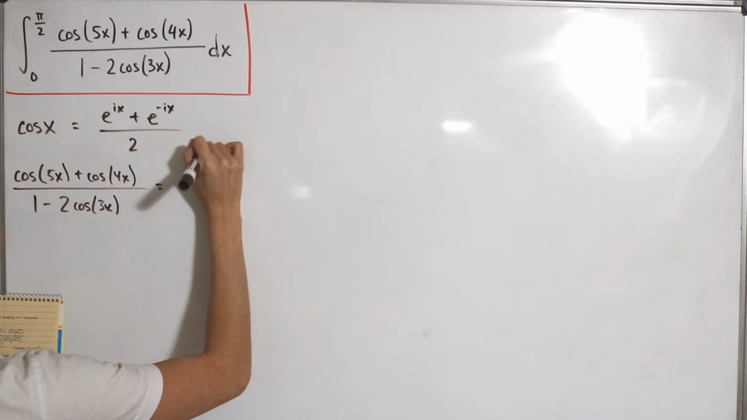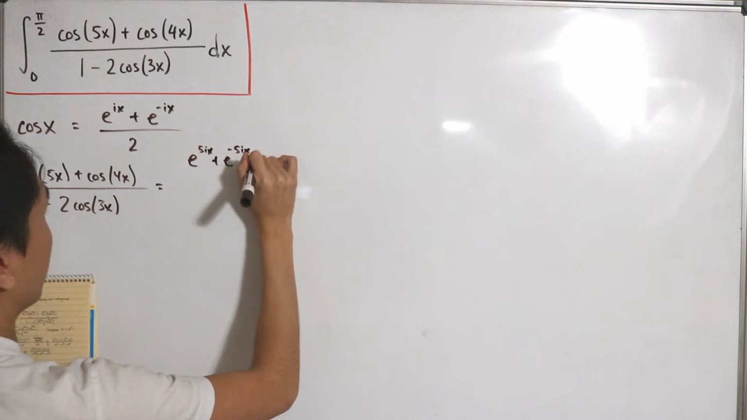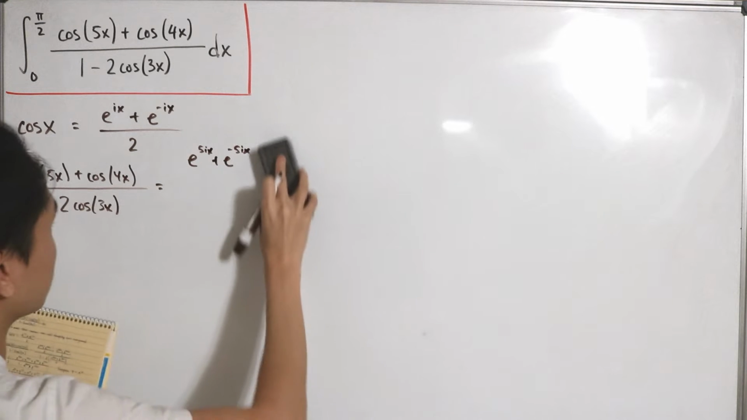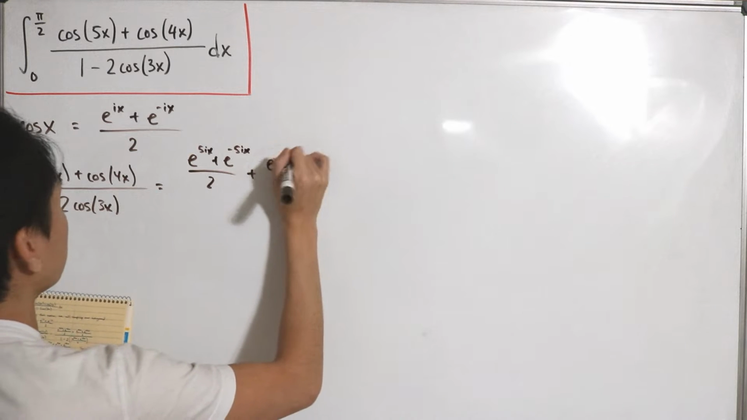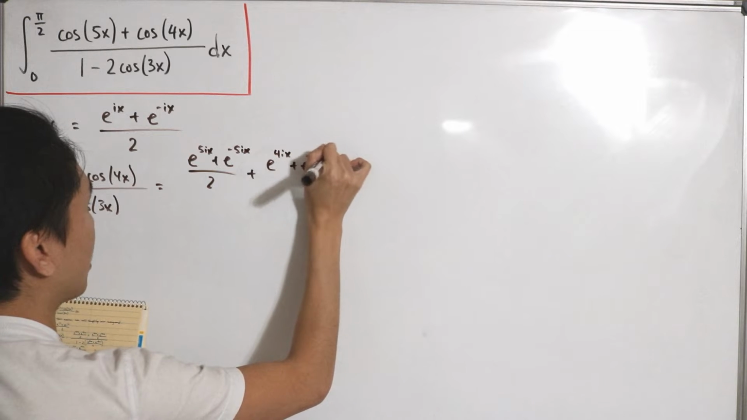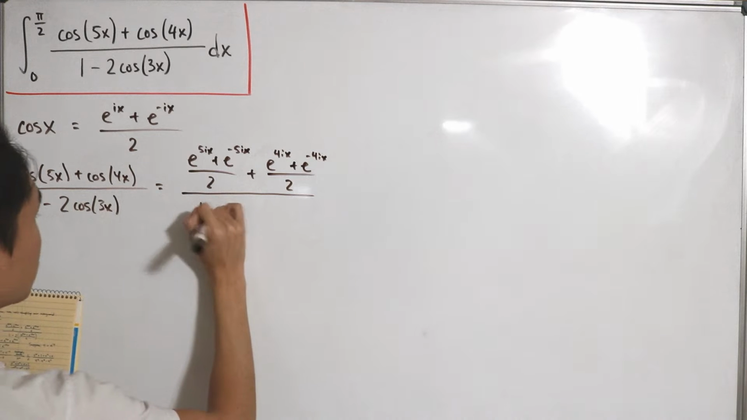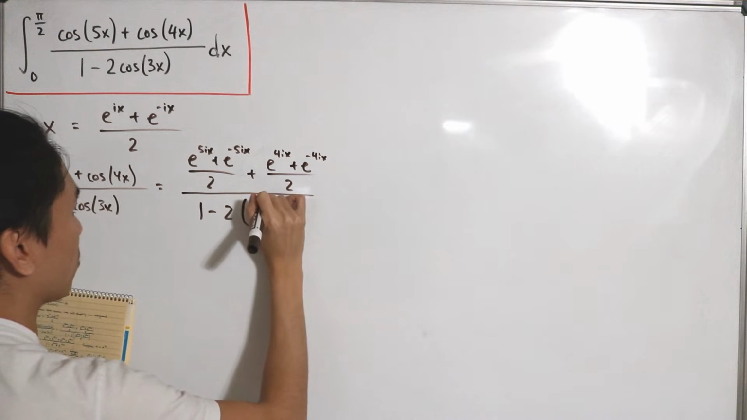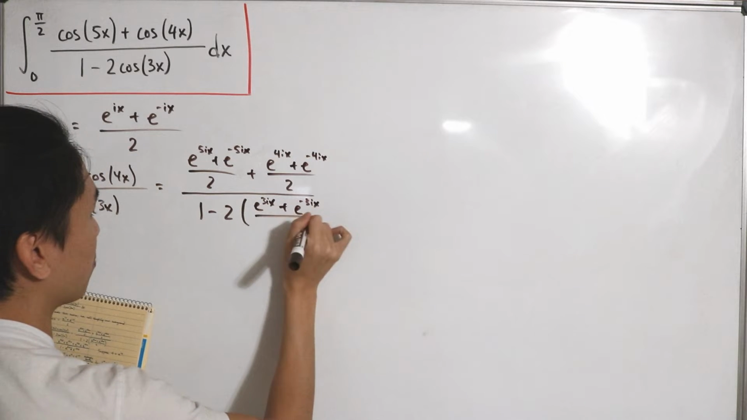So we have e to the power 5ix plus e to the negative 5ix, divided by 2. Let me take things one step at a time. Add this with e to the power 4ix plus e to the negative 4ix, divided by 2. That's just from the numerator. Everything under the denominator is going to be 1 minus 2 times cosine of 3x, so e to the power 3ix plus e to the negative 3ix, and then divided by 2.